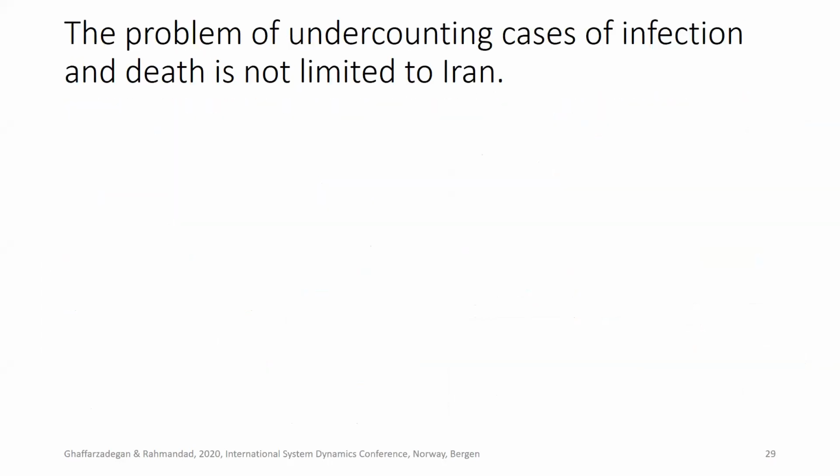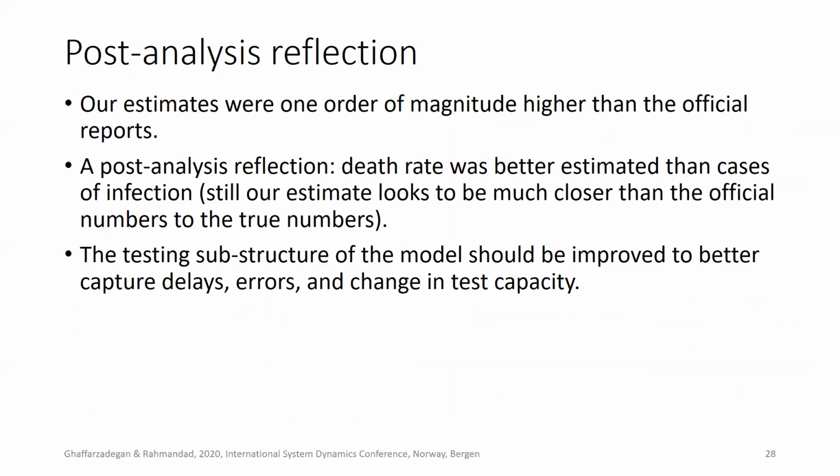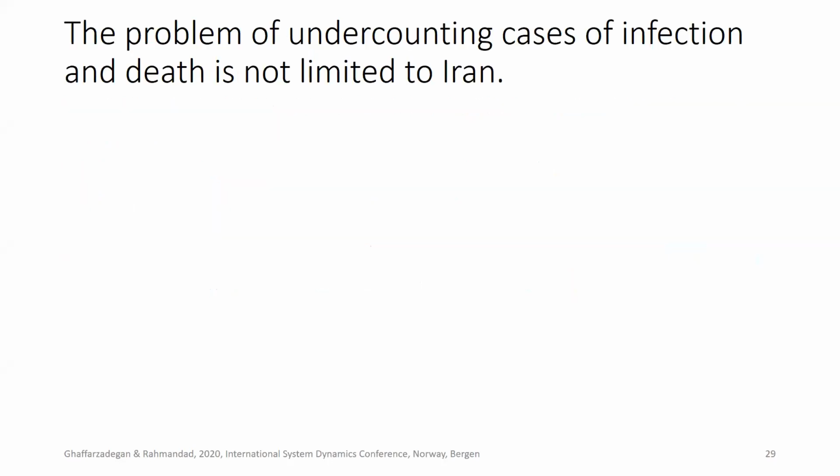Two minutes. Thank you. So our estimates, in short, were one order of magnitude higher than official reports, and post-analysis reflection showed that death rate was better estimated. And what we learned is that the testing substructure of the model can be improved. A next study recently came out by Rahmandad and his colleagues that expands the testing substructure to better capture global spread of the disease.